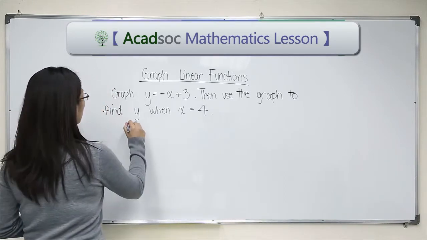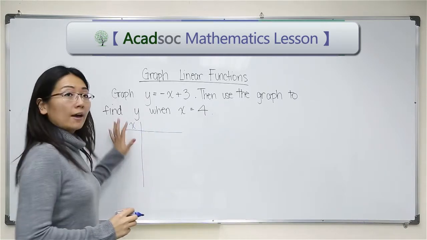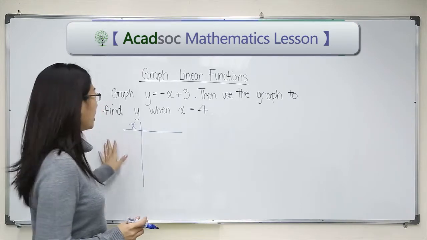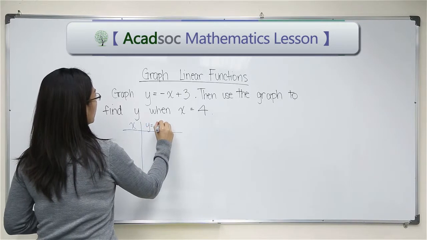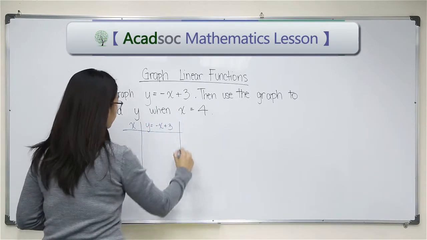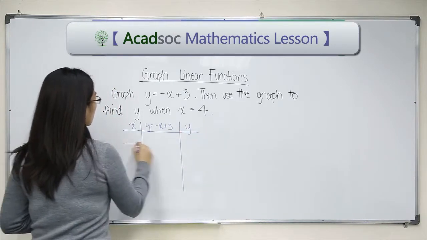So the first thing I would do is create an xy table. X is the values that we can choose. We can choose any numbers that we want to use for x. And how do we find y? We're going to plug it into the function, y equals negative x plus 3, and whatever the outcome is will be our y.